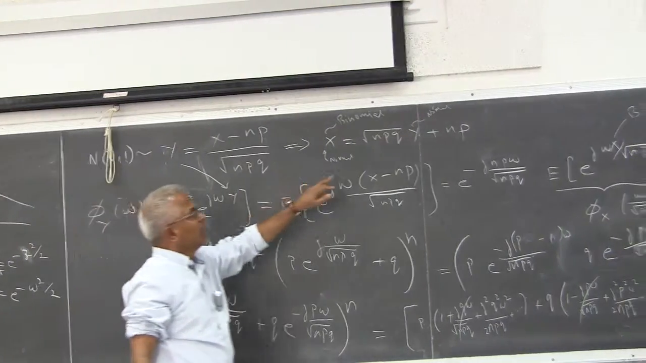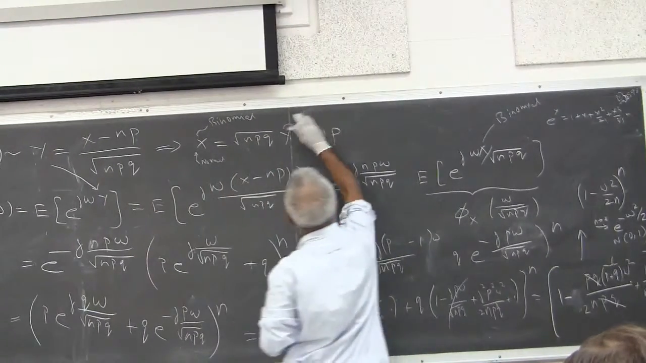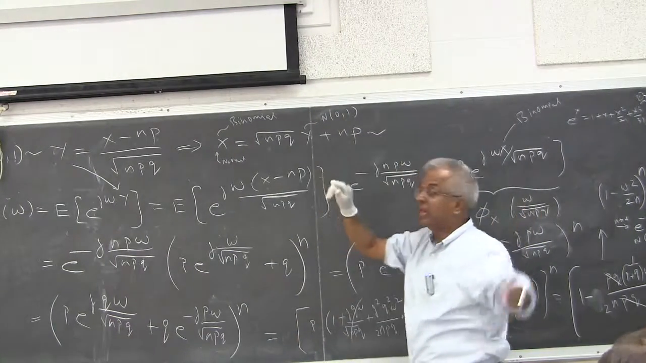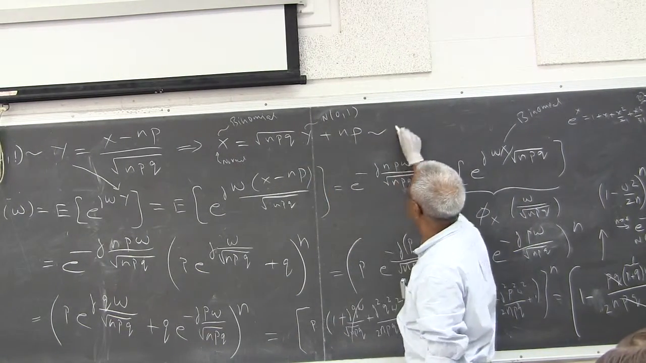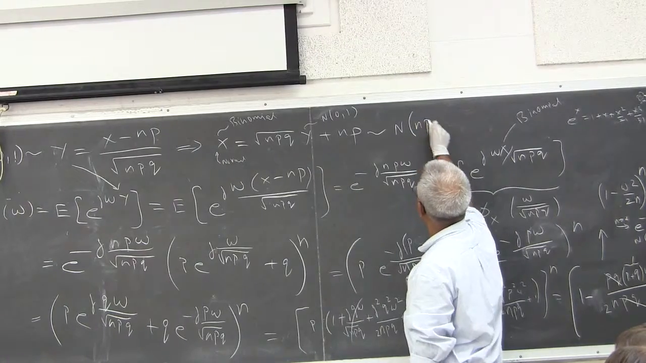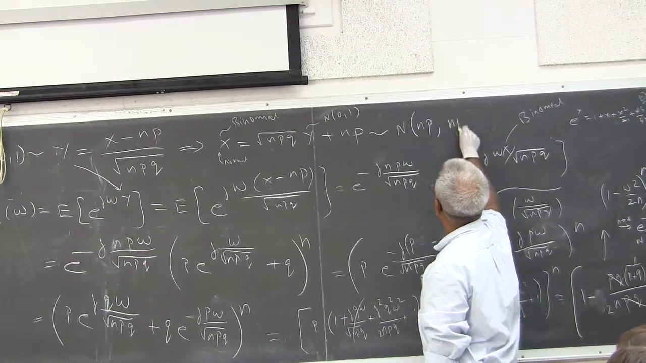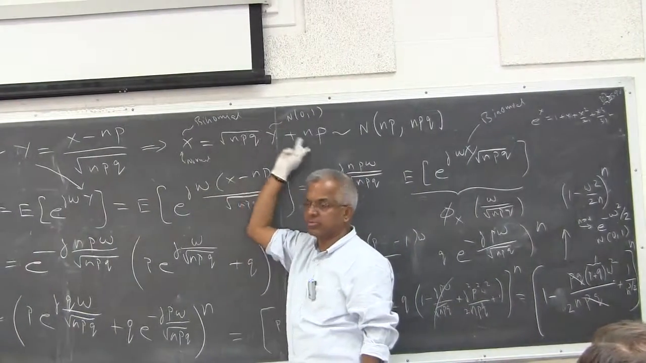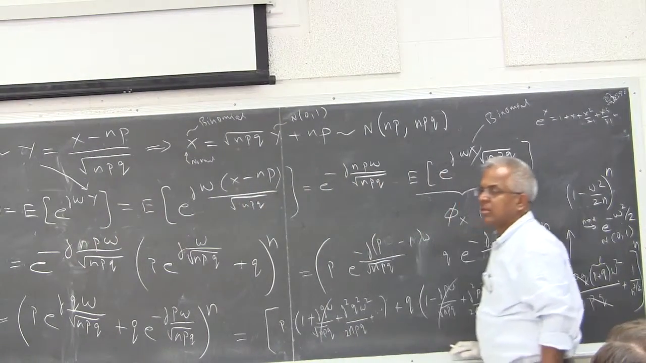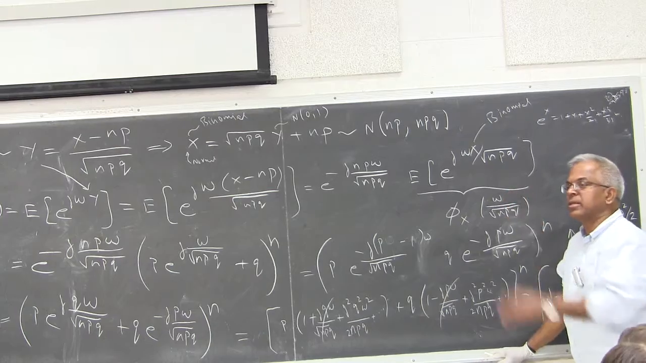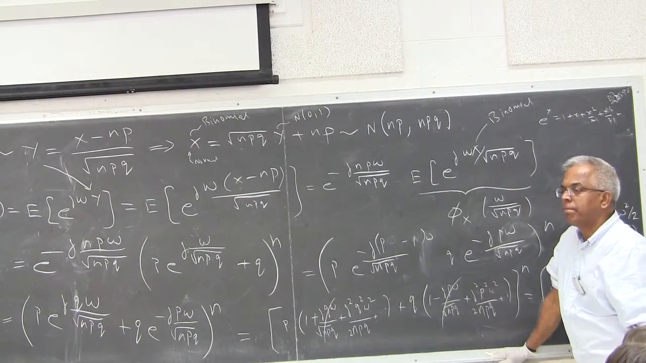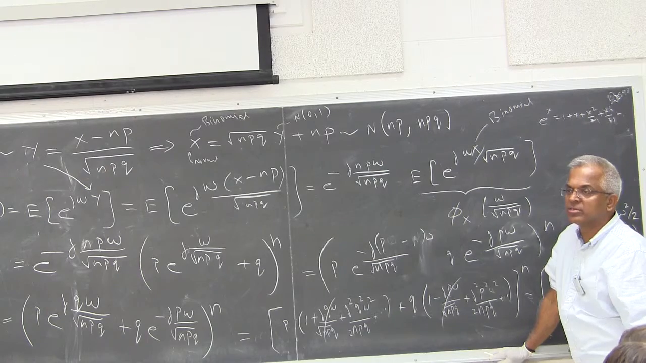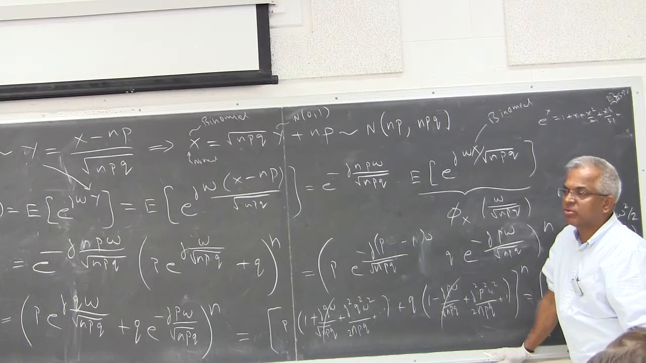So look here, if y is normal with 0 mean and variance 1, again this is a linear transformation. So x has got mean np and variance npq. In other words, x is also normal. So we started with binomial, we ended up with the normal. So the only condition is that the number of observations, the number of trials, has to be large.